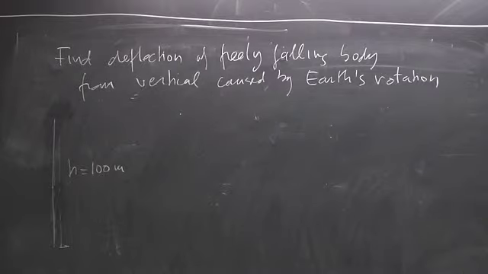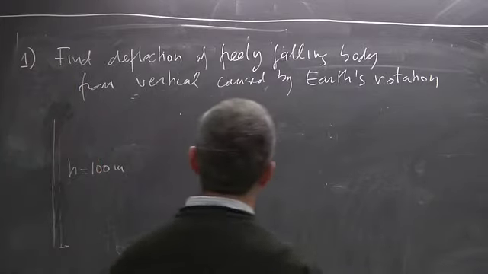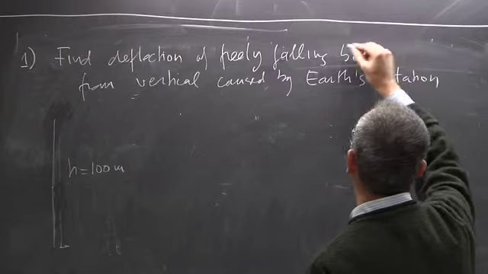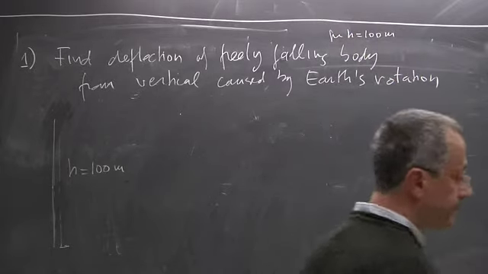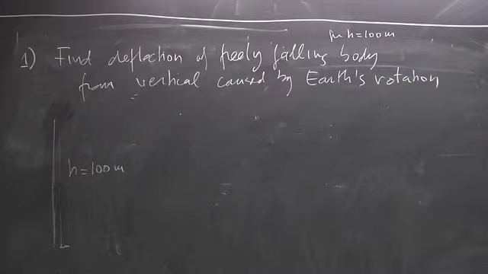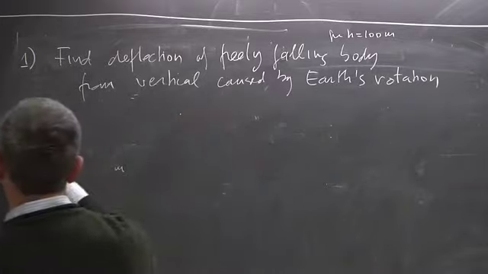But this is not the way originally it was proved. It was proved in another way, and this is the second problem. So this was problem number 1, free falling from h equal 100 meters. So problem number 2.